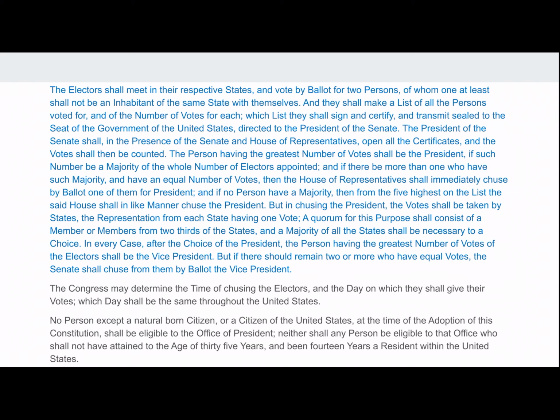So basically, that long-winded thing says, if we don't have a clear majority, the House of Representatives will pick, and then the second person to get the most number of votes is the vice president. Now, we no longer do that. The president and the vice president run together on the same ticket.